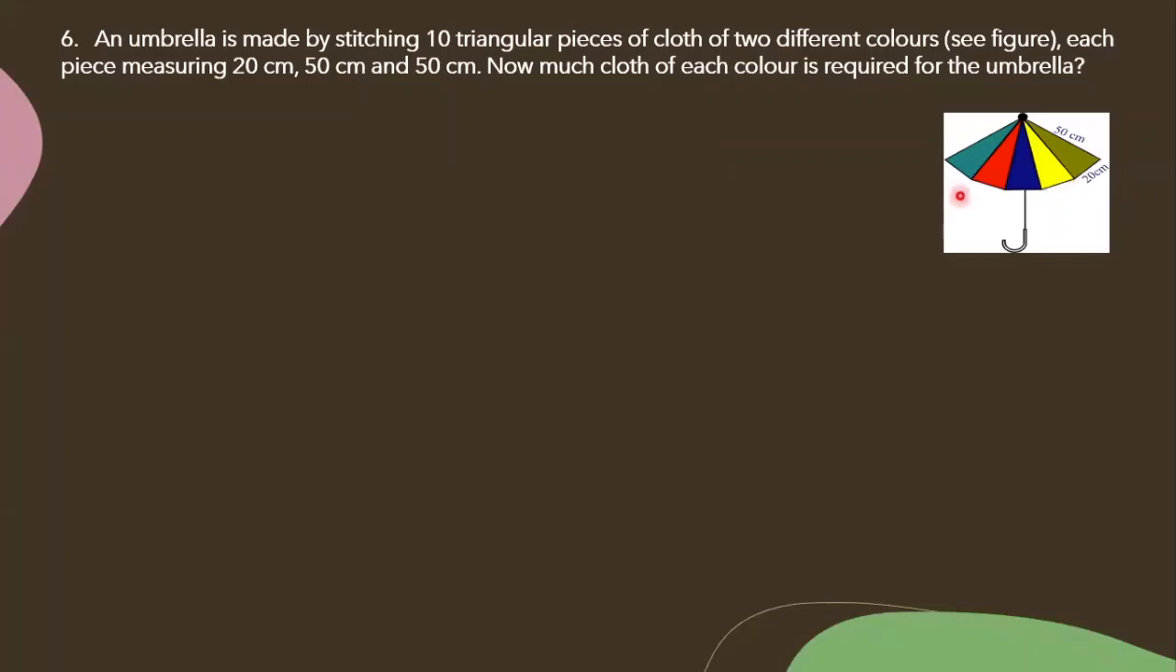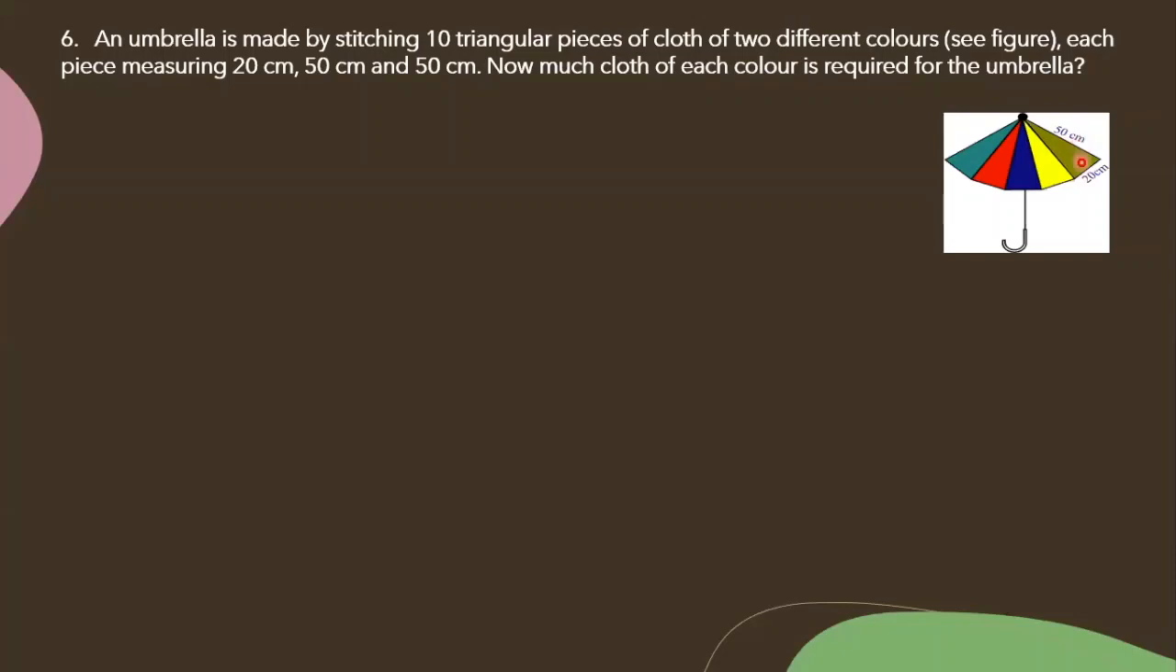So here you need to find all the pieces of the same measurement. Here one triangle's measurement they gave: 20, 50, 50. So will you start finding the area, children, for this one? Yes, ma'am. Start, easy, children. All three sides of one triangle they gave.